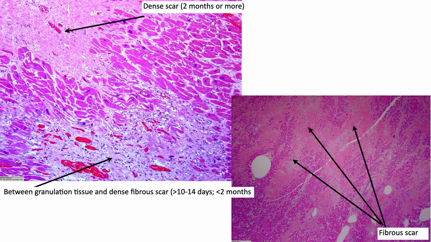Then you start getting that granulation tissue. At the bottom, you can see the granulation tissue. You can see new blood vessel formation. You see collagen. You see some inflammatory cells. At the top of it, you see much more of a dense scar. Dense scar is usually considered about 2 months, and beyond that, it doesn't age anymore. The bottom right just shows a dense fibrous scar.